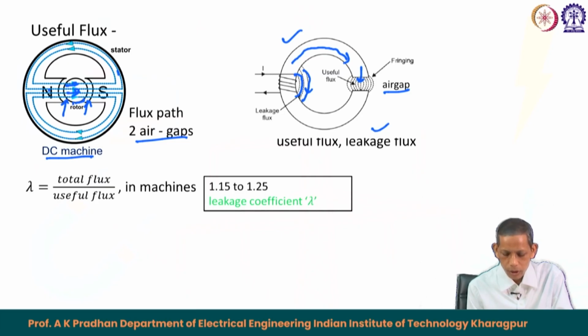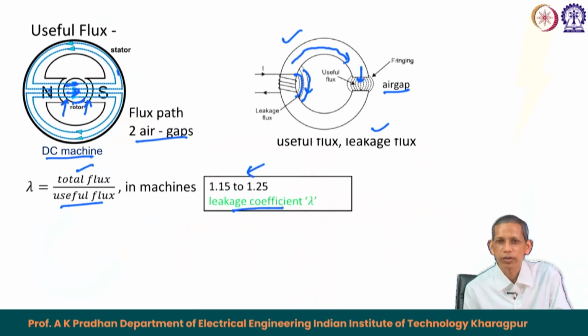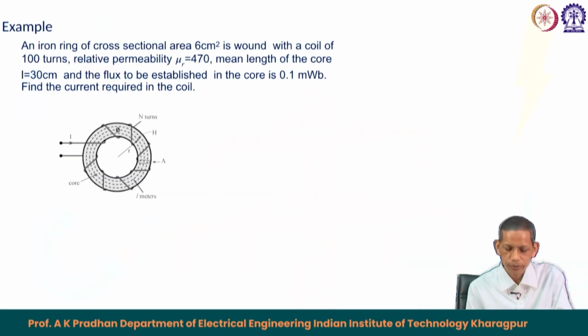The leakage coefficient lambda is defined as the total flux divided by the useful flux. In general, for systems the total flux is greater than the useful flux. In an ideal case it becomes 1: the flux produced equals the flux traversing through the air gap or the core. In machines in general, this lambda value remains 1.15 to 1.25. However, in most of our simple calculations we assume the leakage flux to be negligible, in which case lambda equals 1.